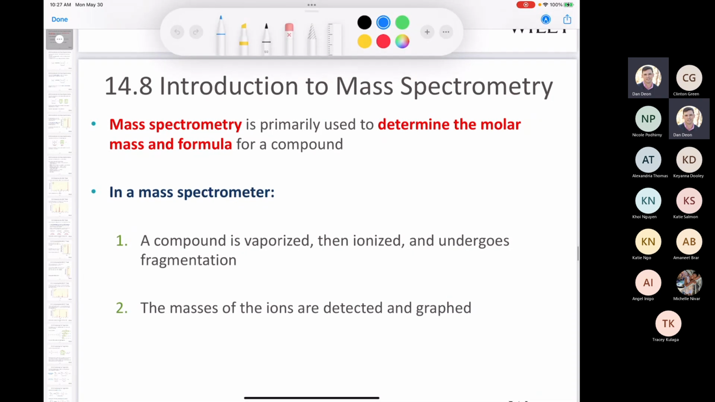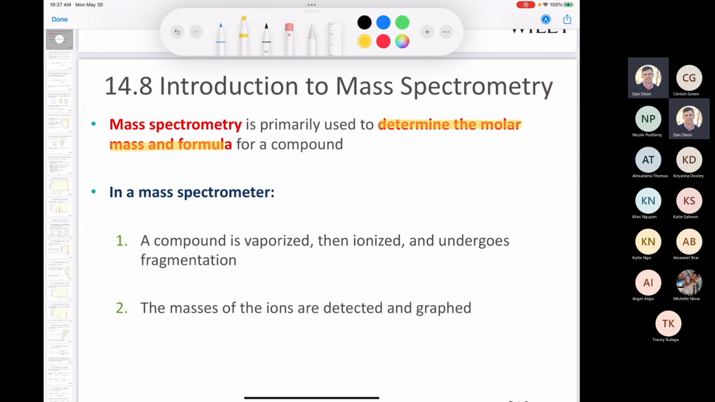And the main driving force behind why we do mass spectrometry is that it's usually used to determine the molar mass and the molecular formula of a compound. That's usually what we try to do. You want to find out how many carbons, how many hydrogens, how many oxygens there are in some kind of compound. Well, in that case, we often use mass spec.